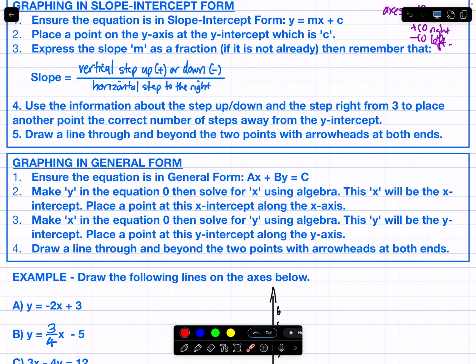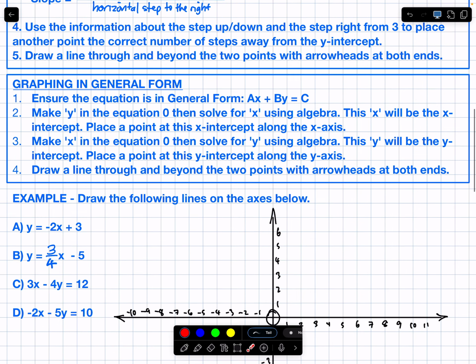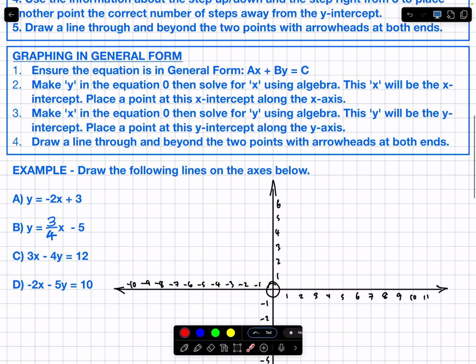Sorry? Don't do the second box. I'll go through that after we've done the drawing in slope intercept form.